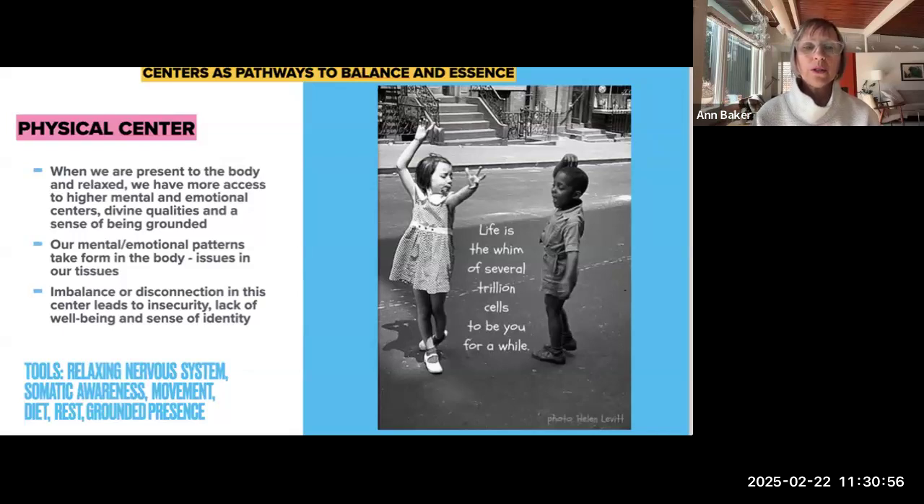So the tools are really doing relaxation practices. When you're doing a mindfulness practice or a breathing practice, really tuning into the sensations of that, using movement, having a healthy diet, getting enough rest, going out in nature, all of these things help to balance our body center.